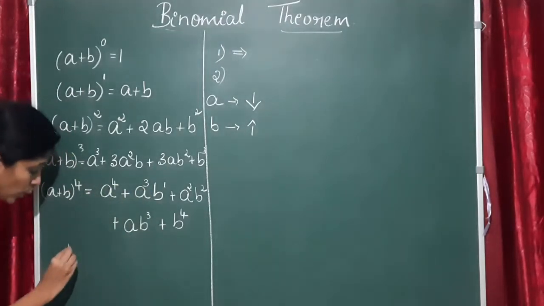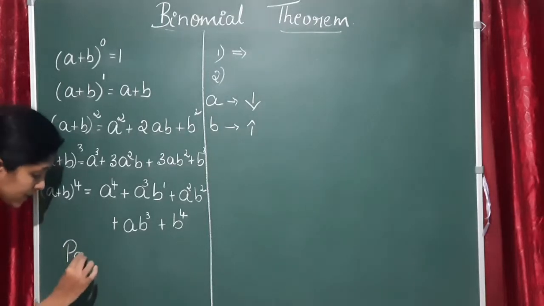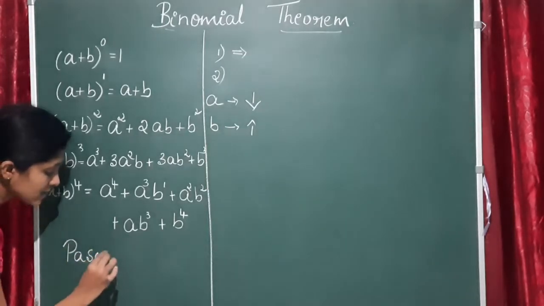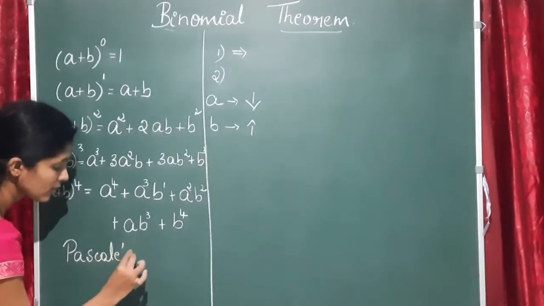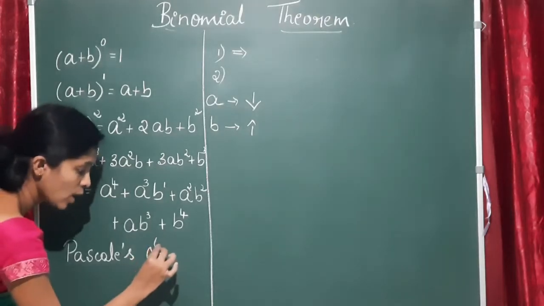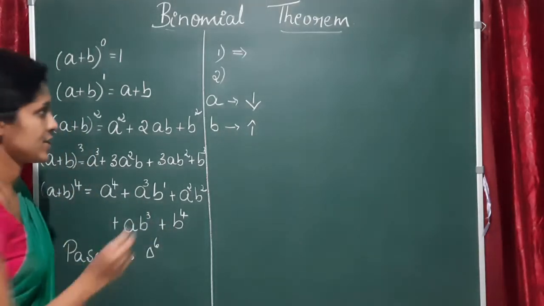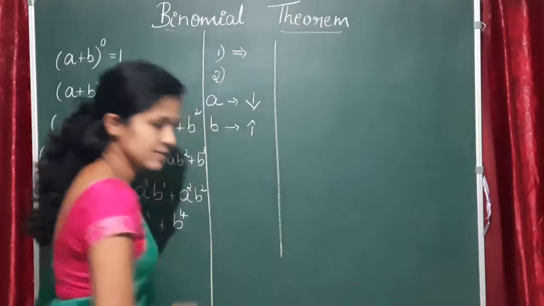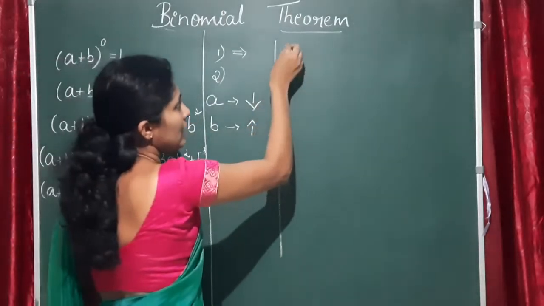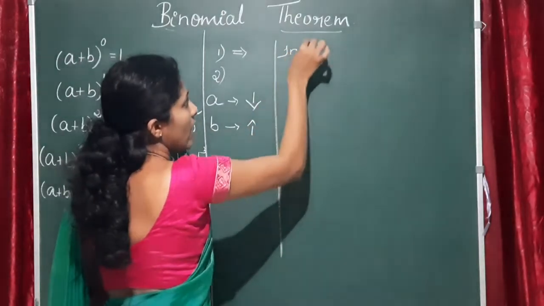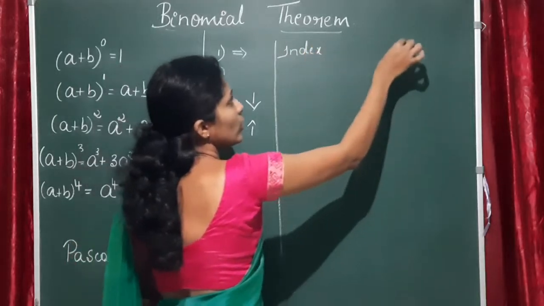But to find the coefficients, we'll be using one method that is called Pascal's triangle law. By using this law, we can write even the coefficients. Let us see that. What is that Pascal's triangle? Here I'll write index, okay, and here I'll be writing the coefficients.